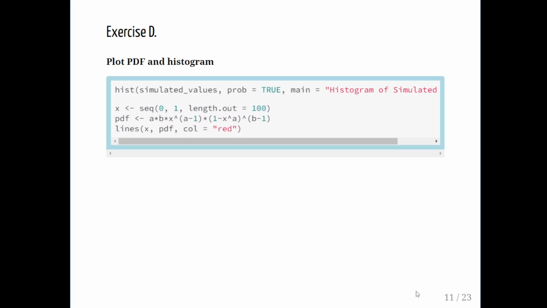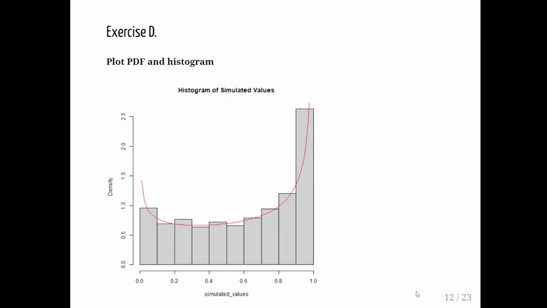Straightforward enough. We're going to use the lines function here. So lines, x is the x-axis points, PDF is the corresponding y-axis points generated using the PDF, and color equals red. Let's have a look at it. Okay, that's good. It seems like a good fit. We have superimposed a theoretical probability density function over the histogram, and they're matching up quite well. So moving on to exercise E.